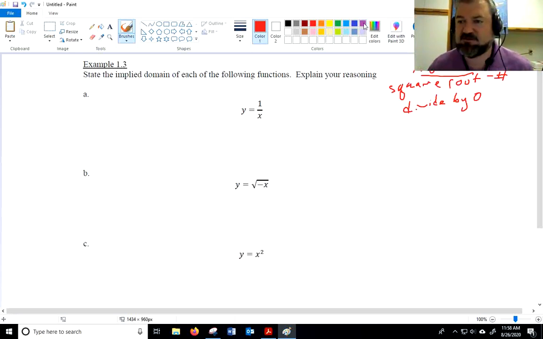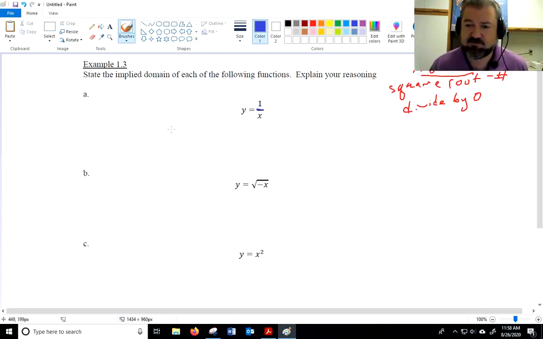So let's take a look at this equation with that in mind. I don't see any square roots, so there's not any problem there, but there is a division. And so when I look at the division, I need to think, well, is it possible that there's a real number I could plug in for x that results in me dividing by 0? Well, in this case, I think it's pretty obvious that if we plugged in 0 for x, we would get 1 divided by 0.